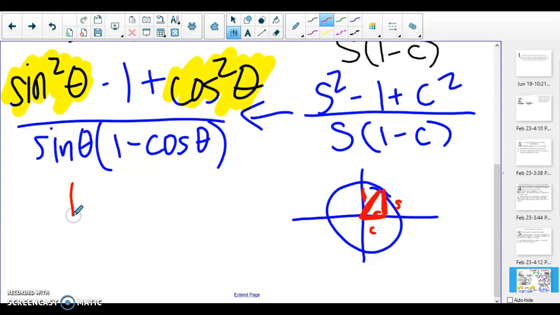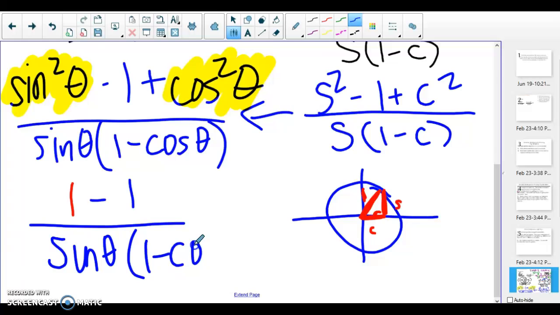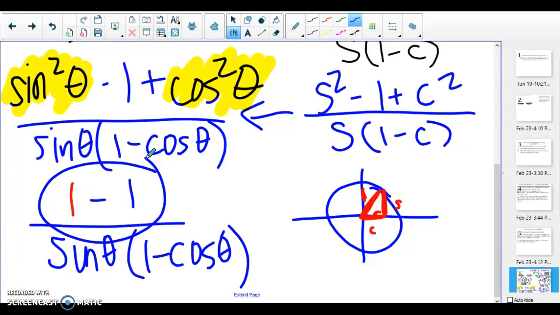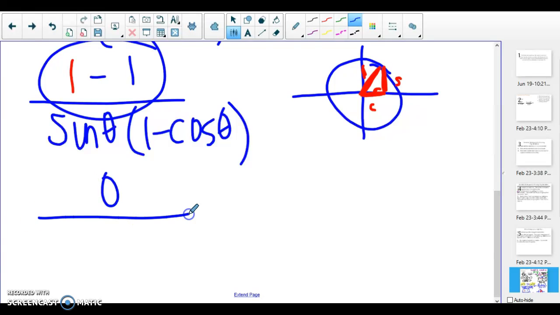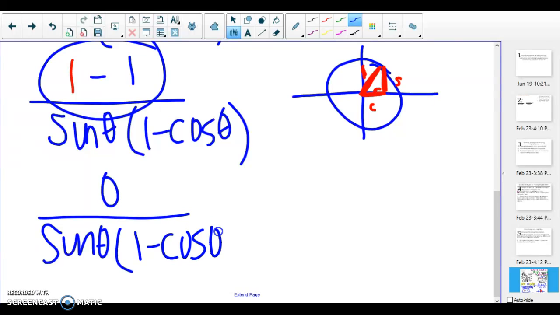So up here, look at this. I have 1, then minus 1, all over sine theta times 1 minus cosine theta. Now, look at this right here. What is 1 minus 1? Yes! If I do 1 minus 1, I get 0 over sine theta times 1 minus cosine theta. Now, back to what we were originally trying to do in the first place. We were trying to prove that this equals 0. Well, what do you know about 0 divided by anything? 0 divided by anything is 0.